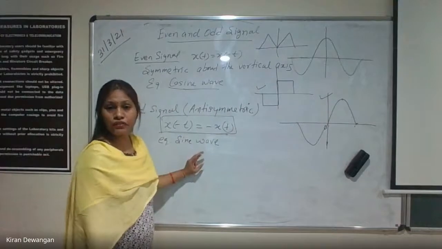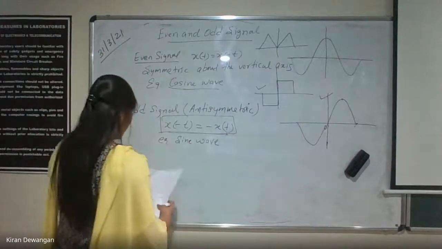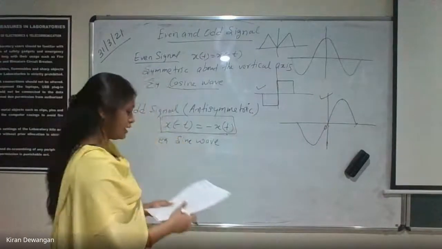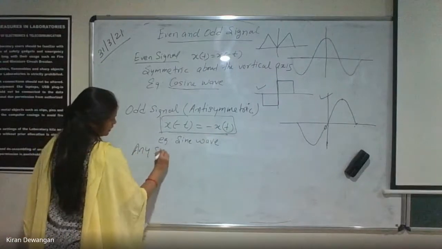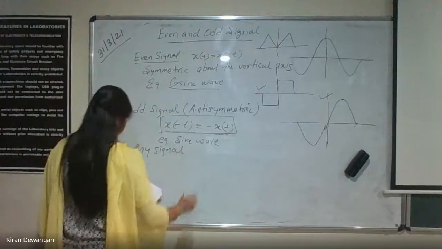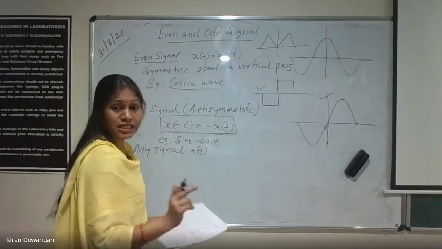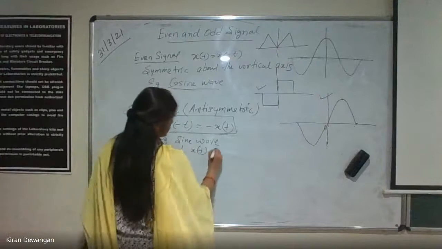Is the concept of even and odd clear to everyone? Clear, right? The concept of even and odd. Now we need to just define the signals. Any signal x of t can be expressed.